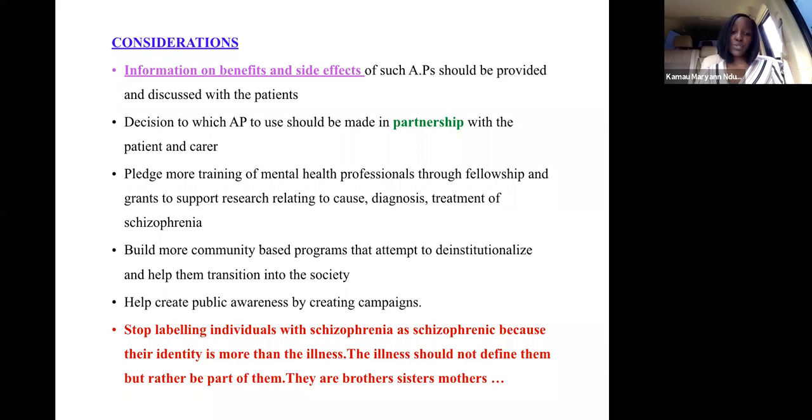The last one, and very important, is to stop labeling individuals with schizophrenia as schizophrenic, because their identity is more than the illness. The illness should not define them, and should rather be a part of them, because these people are brothers, sisters, fathers, and it's quite unfair for us to impose that label on them, which reduces them to the disease, which is not right. If you've noticed in this whole presentation, I've tried as much as possible not to refer to them as schizophrenic, but to use the term people with mental illness, because that does not define them.